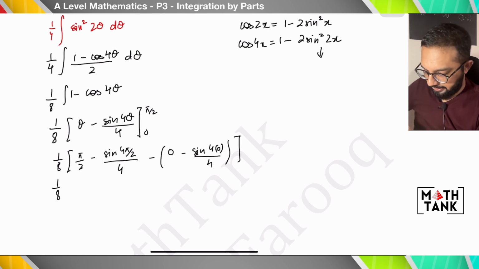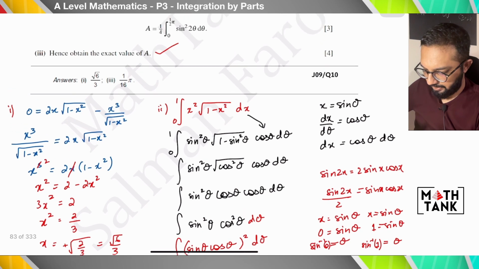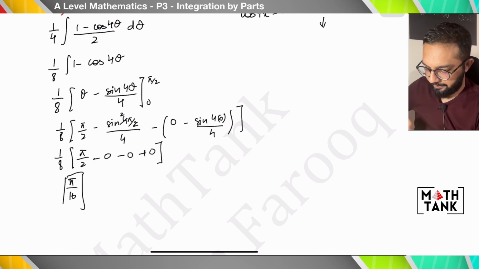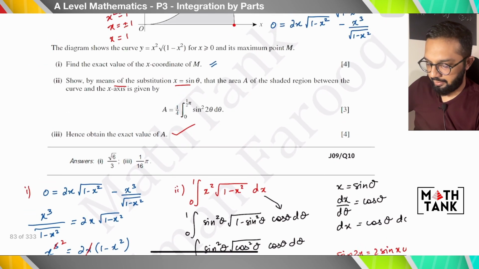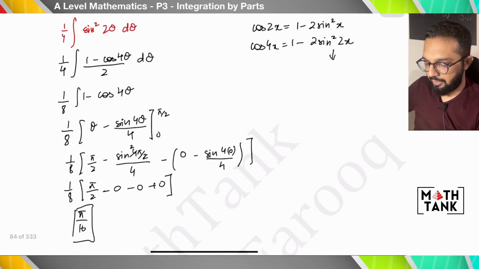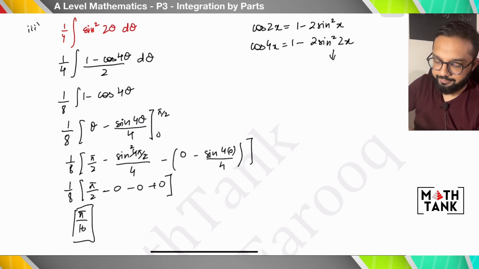So 1/8, that gives me 2 pi. Sine of 2 pi is also 0. Yeah, so I think I'm getting the correct answer. All of the other terms are 0, 0, and 0. So pi over 16 is the correct answer. Yes, that is the complete solution to part 3.